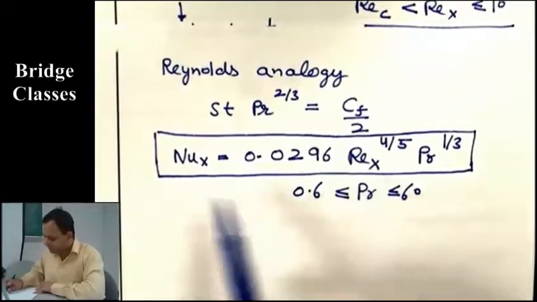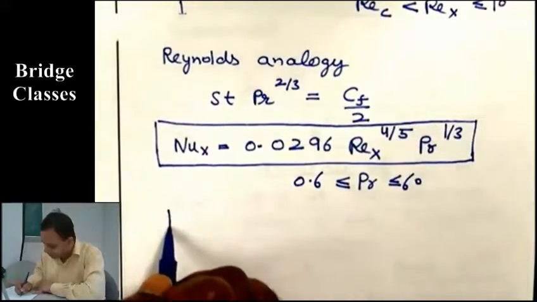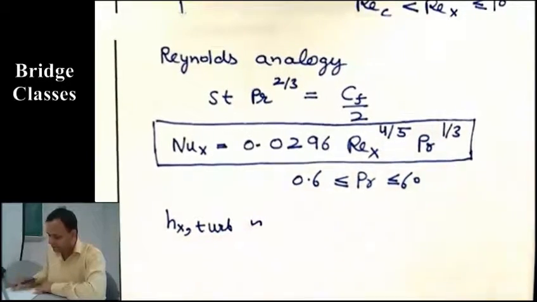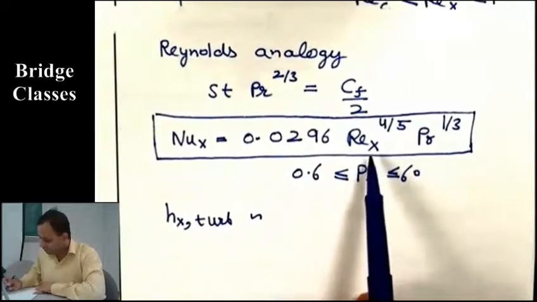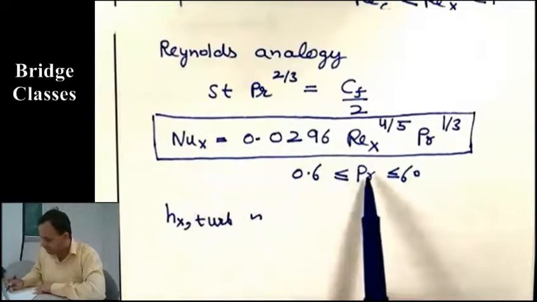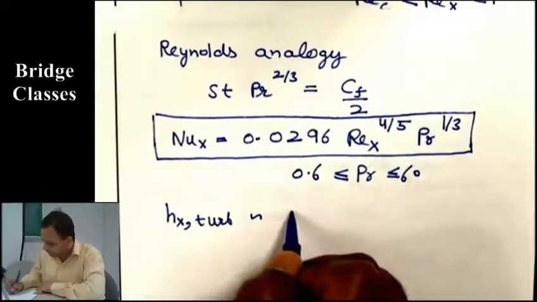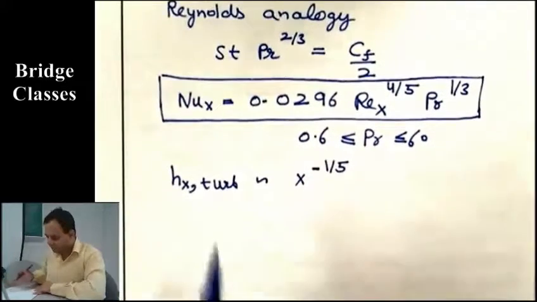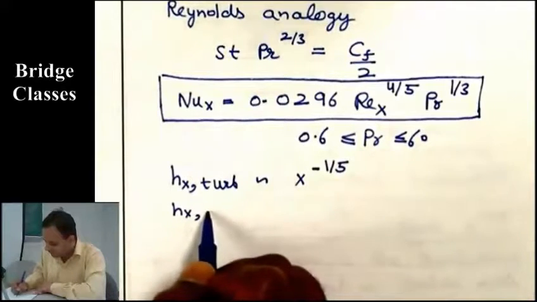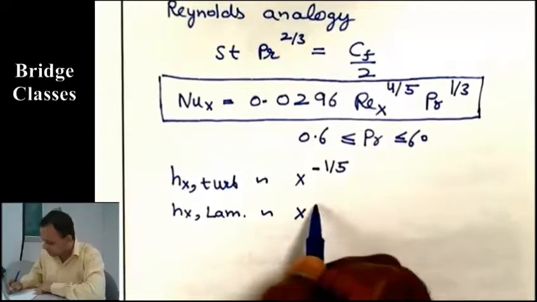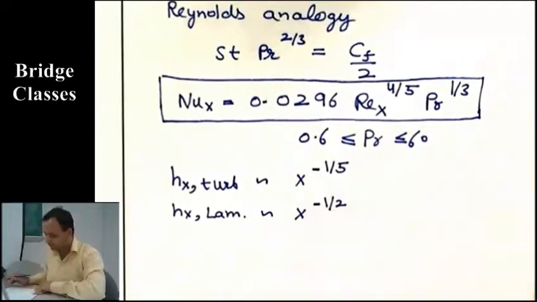Okay. So again, you can see based on this expression, the local convection coefficient in the turbulent region varies with, you have x to the power 4/5 here, and then you'll have x coming down here when you consider the convection coefficient. So it will be x to negative 1/5. Whereas the variation of hx in the laminar region, you had an expression for that previously, it was like x to the negative 1/2.